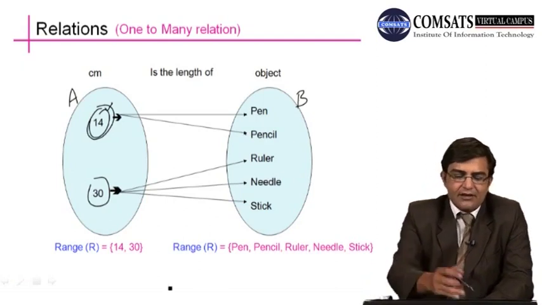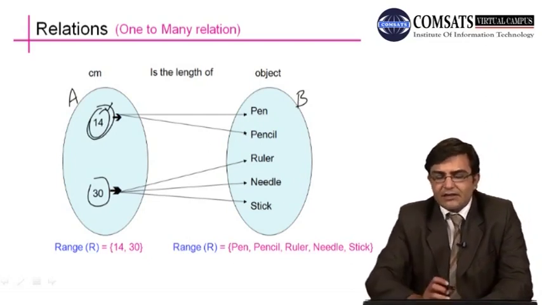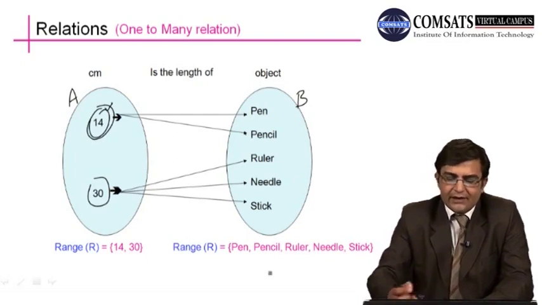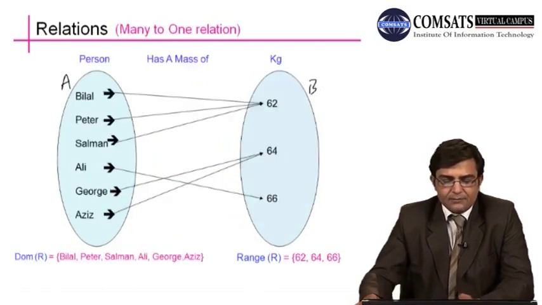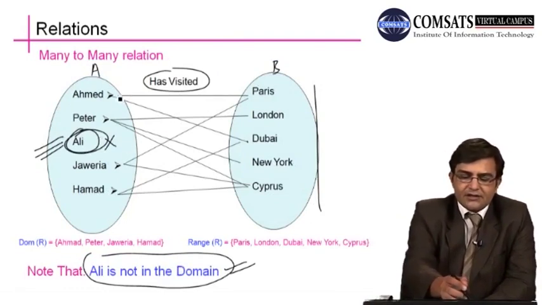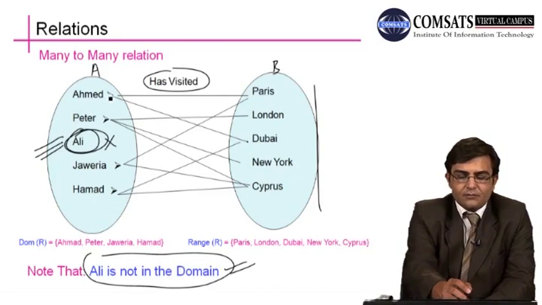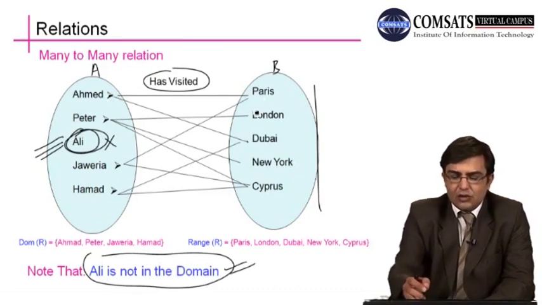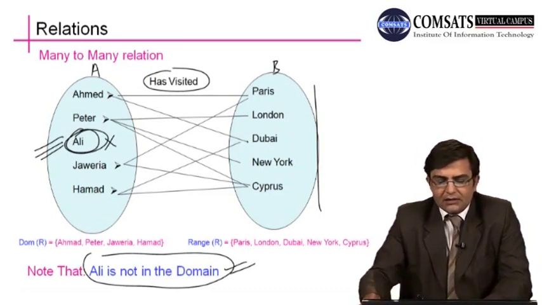In which we say that every element of A must be assigned to exactly one element in the set B. So here this relation violates the second condition of a function, and the previous relation violates the first condition as well as the second, because here you can say that Ahmed has visited two places, meaning one element is assigned to more than one element of the set B. So this relation doesn't satisfy the two conditions which we impose for a relation to be a function.